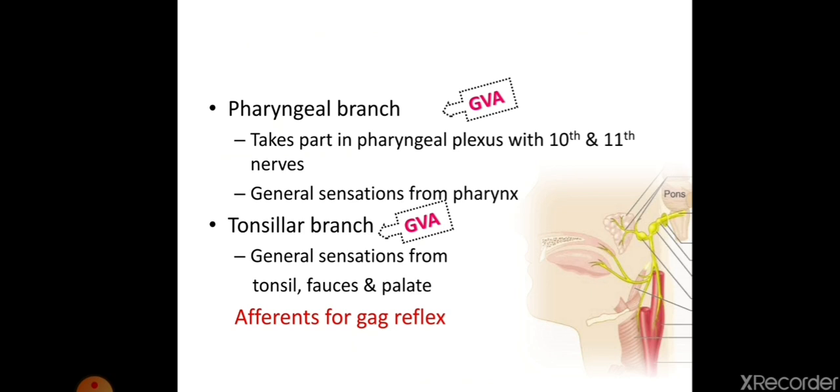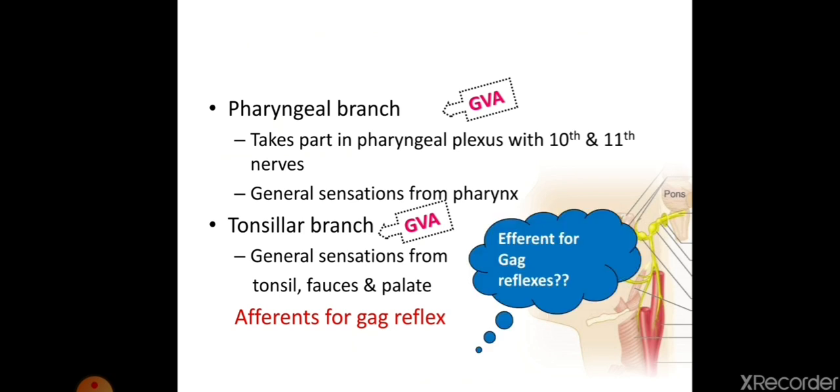Okay, these are the afferents through the glossopharyngeal nerve. These are the afferents for the gag reflex. So what is the efferent for the gag reflex?